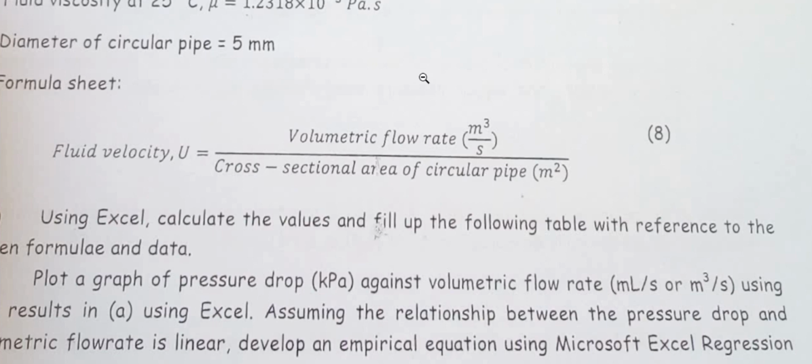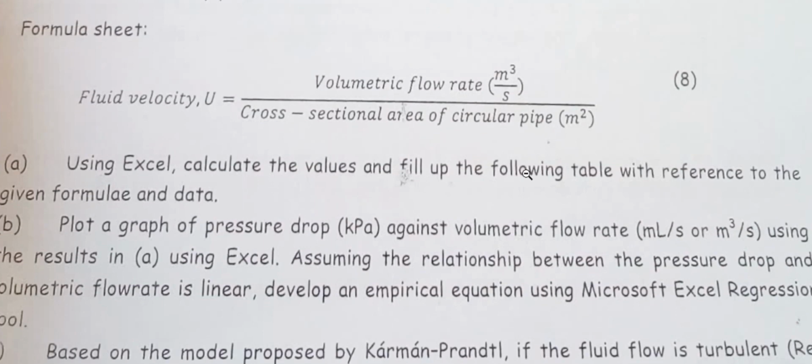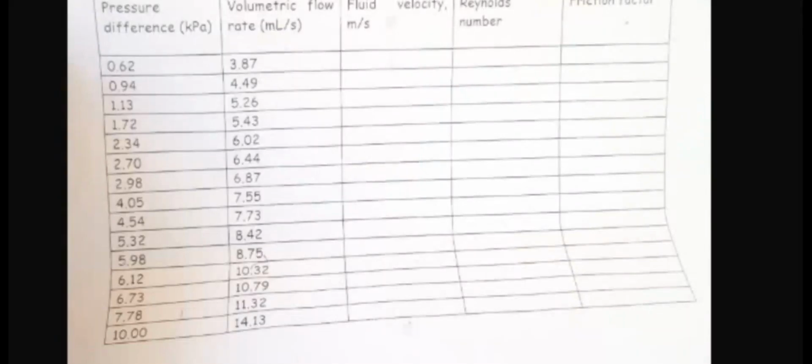The volumetric flow rate here is in meter cube per second, while the cross-sectional area of circular pipe is in meter square. So the question is, using Excel, calculate the values and fill up the following table with reference to the given formula and data. The table has a space for pressure difference in kilopascal, volumetric flow rate in milliliter per second, fluid velocity in meter per second, Reynolds number, and friction factor.